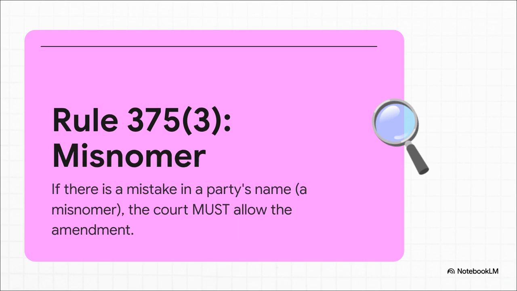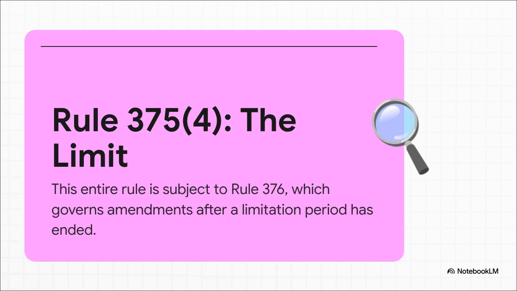Now listen closely to the change in wording here because it's a key distinction for your exams. The first two sub-rules use the discretionary word "may," but Rule 375, Sub-Rule 3 says the court "must" allow the amendment. So under Rule 375(3), if you've just made a simple mistake in a party's name, what the law calls a misnomer, fixing it isn't up for debate. It's mandatory.